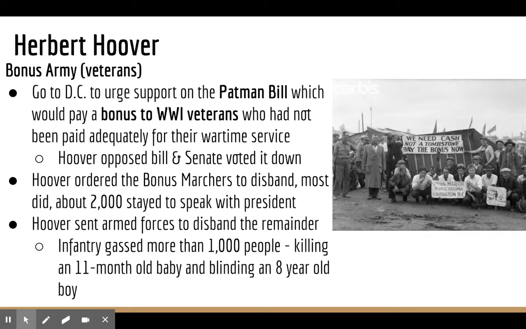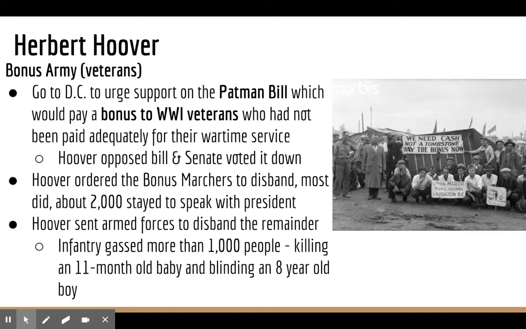and it's actually a group of veterans. So they go to Washington, D.C., and they're trying to show their support for something called the Patman Bill. This would pay a bonus to World War I veterans who had not been paid adequately for their wartime service. They think that they weren't paid well for their World War I service, so they want a bonus, hence the name Bonus Army. Look at the picture on the right. We need cash, not a tombstone. Pay the bonus now.